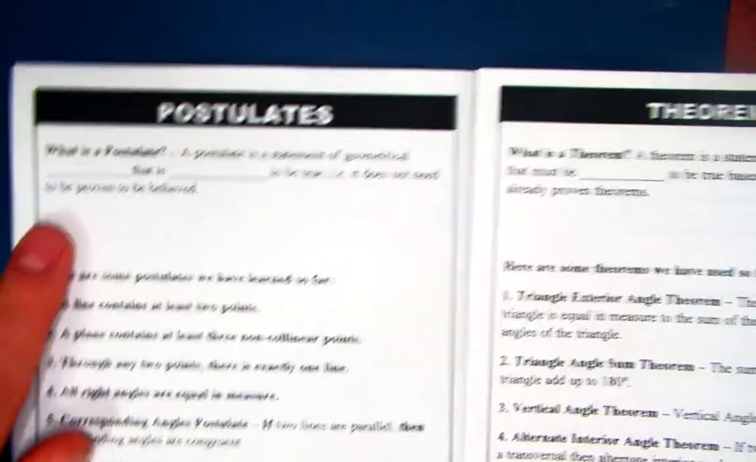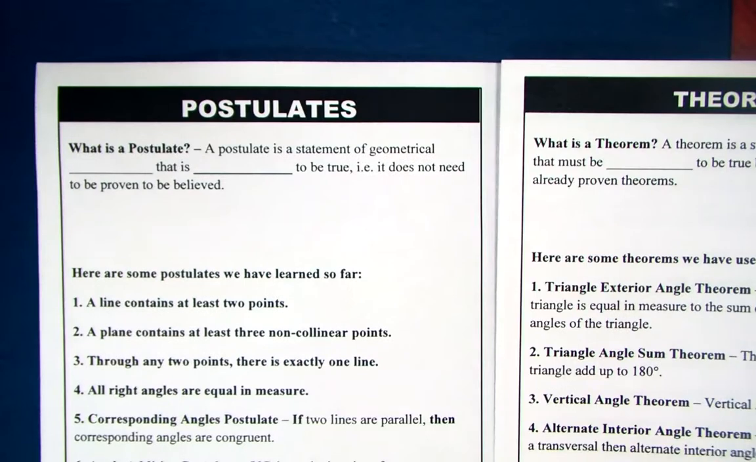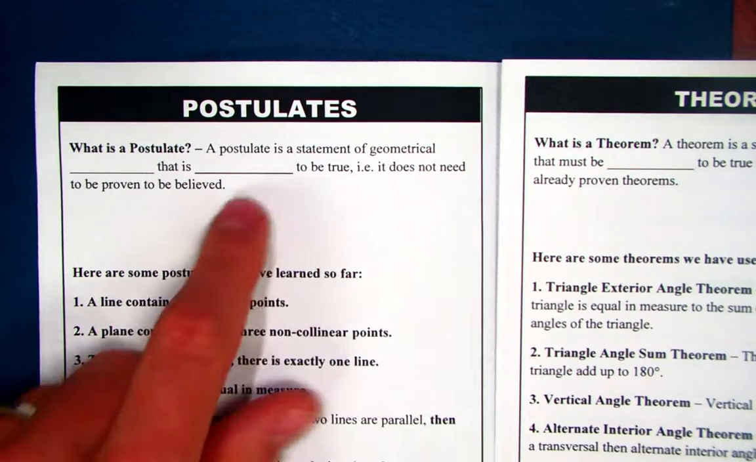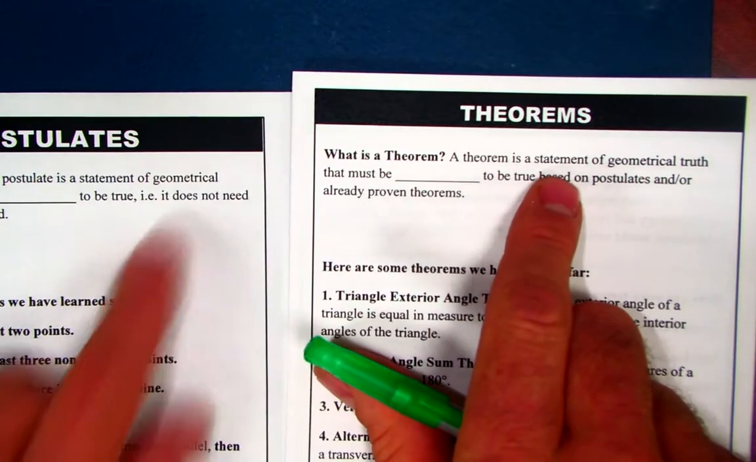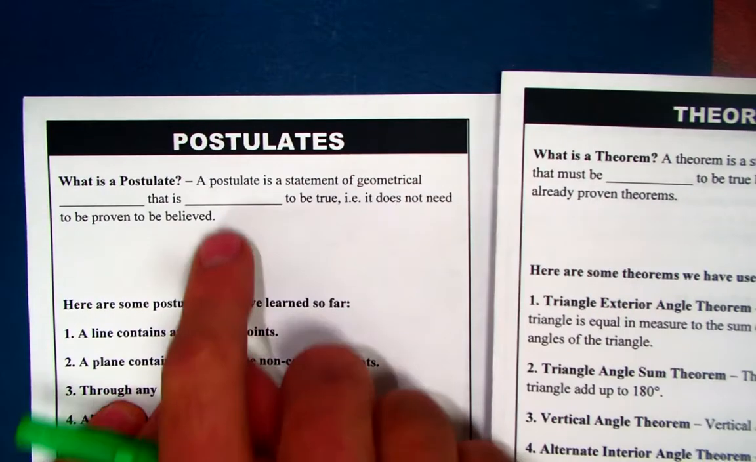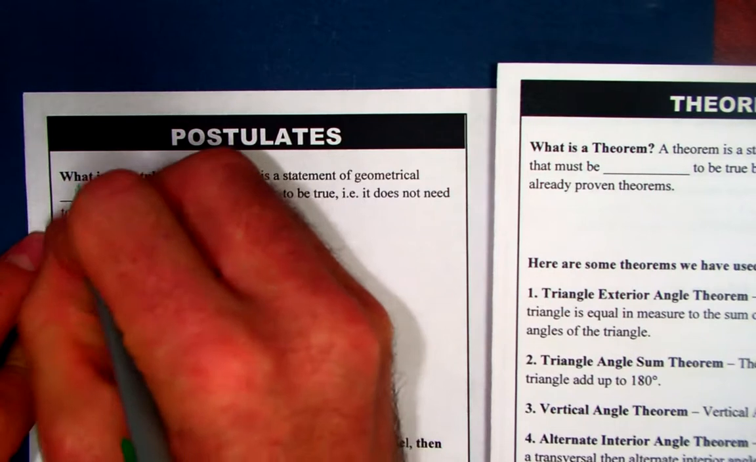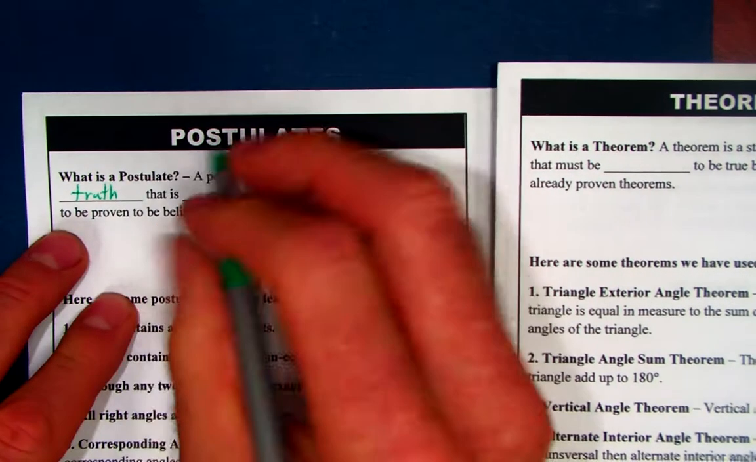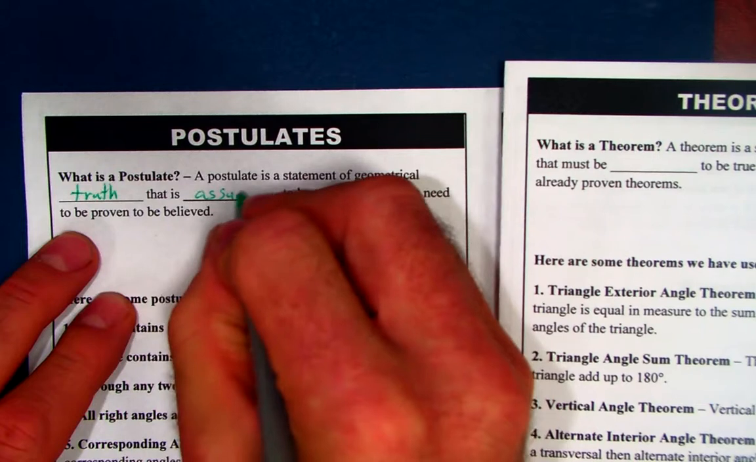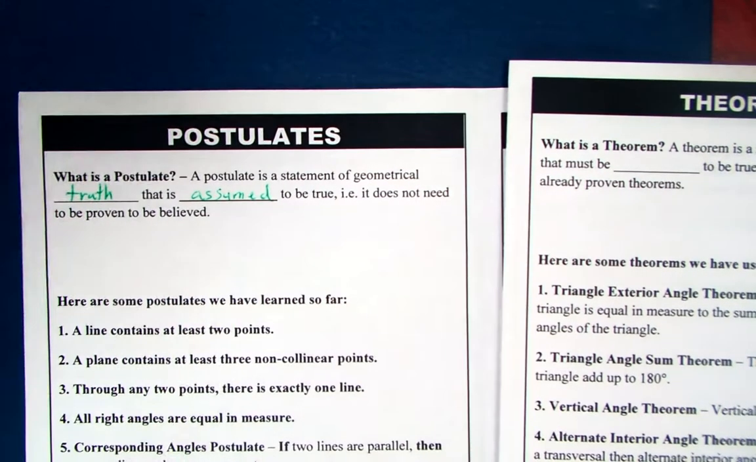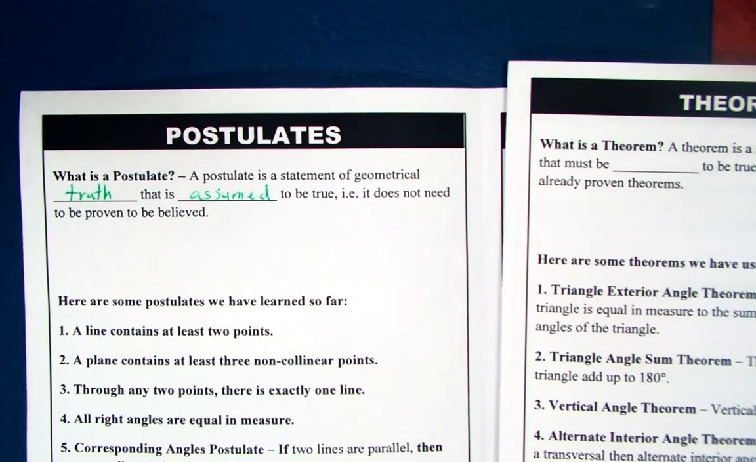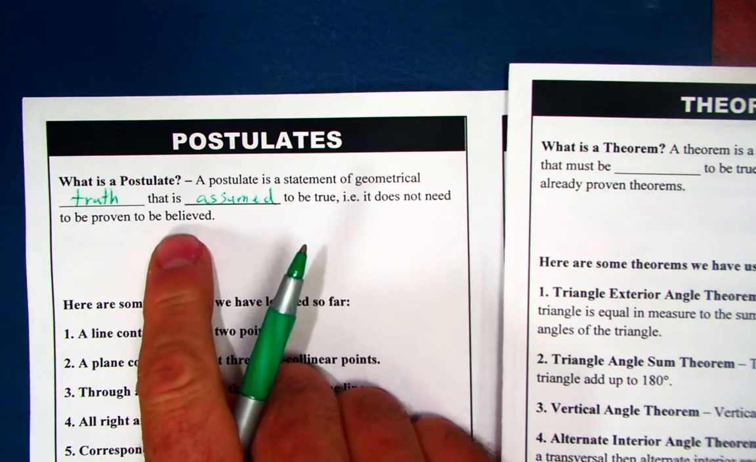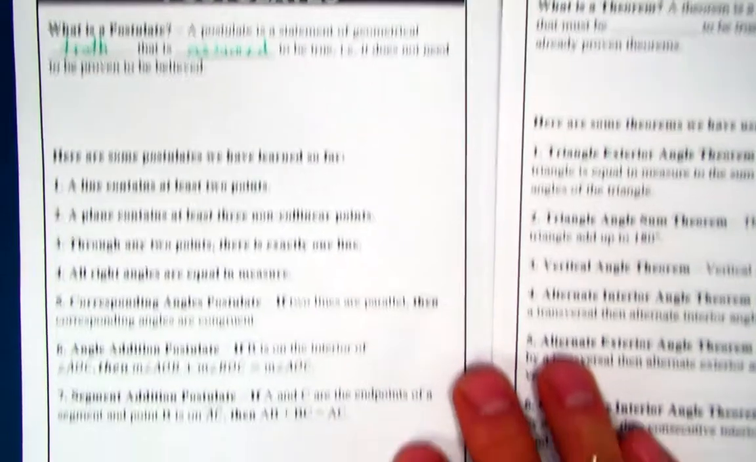So we haven't formally defined a postulate or a theorem yet, but we can say that both postulates and theorems are just statements of geometrical truth. Okay, so a postulate is a statement of geometrical truth, but it's assumed to be true. In other words, it's such a simple idea that it doesn't have to be proved in order to be believed. And here are some postulates that we've already learned.